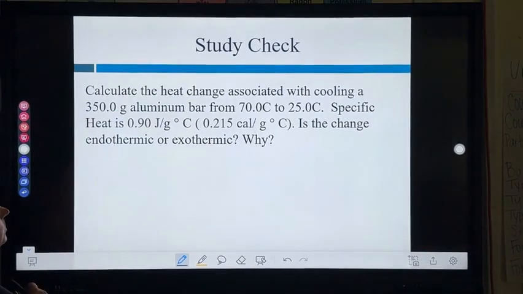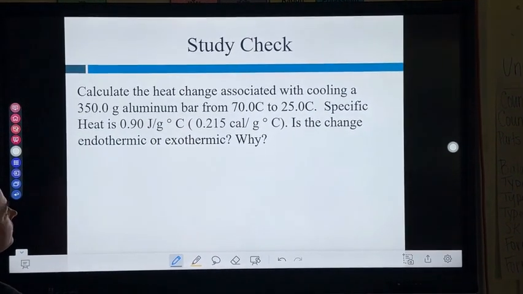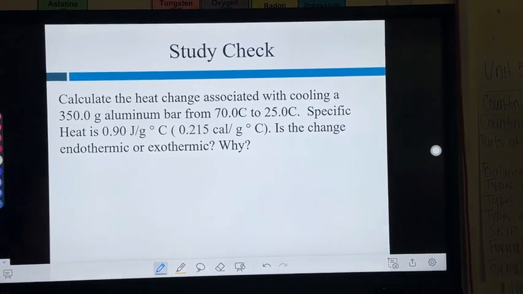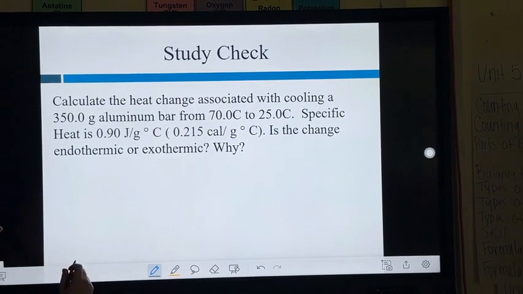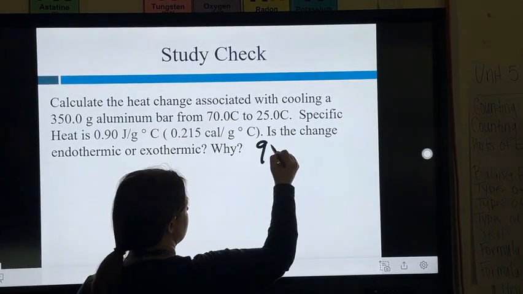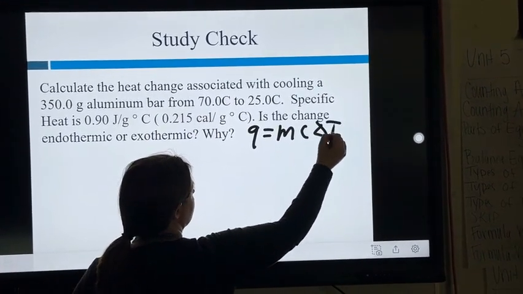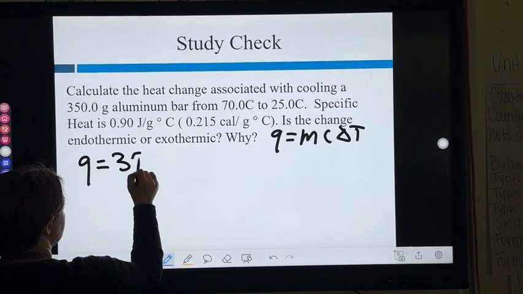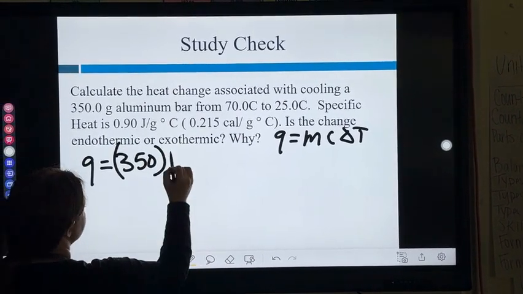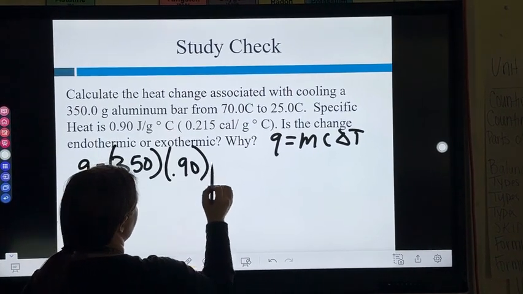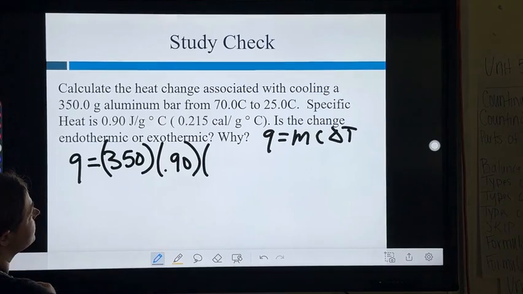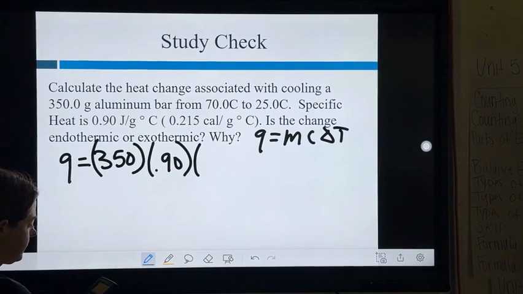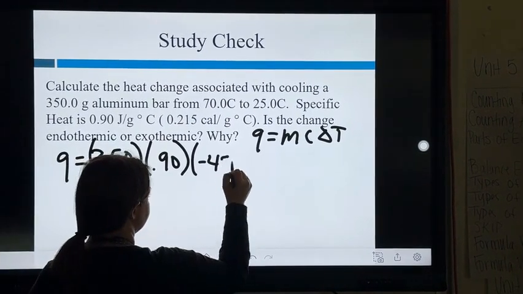It says calculate the heat change associated with cooling a 350 gram aluminum bar from 70 degrees Celsius to 25 degrees Celsius. Specific heat is 0.9. Is the change endo or exo and why? So we know the equation is Q equals MC change of T. We're solving for our Q. Our M is 350. Our C is 0.9. And our change of T is final minus initial. So 25 minus 70 is negative 45.